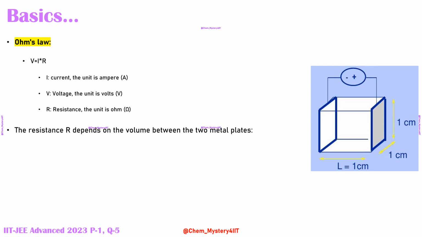Now we understand that this expression we had written, the resistance depends on the volume between two metal plates. So when we are keeping the values of L by A as a constant, resistivity is becoming the same as R, and the L by A we are calling that cell constant.